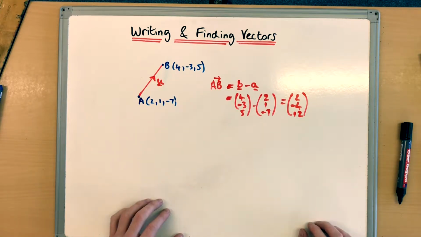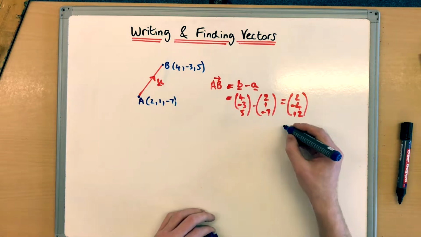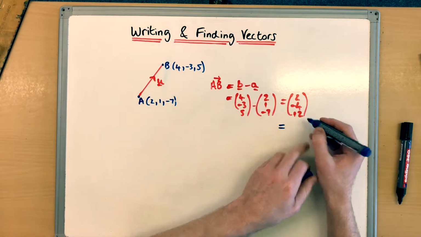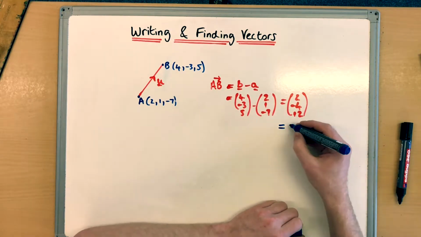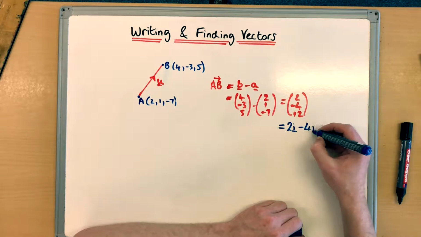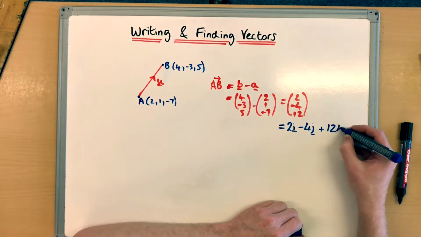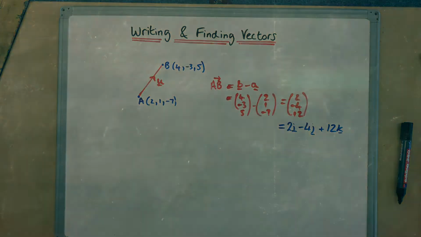So what else could we do? Well, we could also write that in terms of i, j, and k. So instead of writing it as a column, we could write it as 2 lots of i, minus 4 lots of j, plus 12 lots of k.